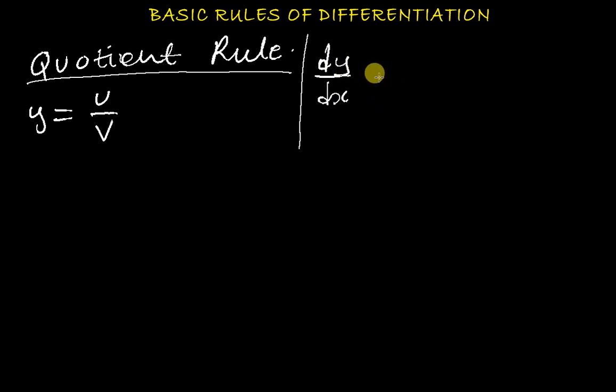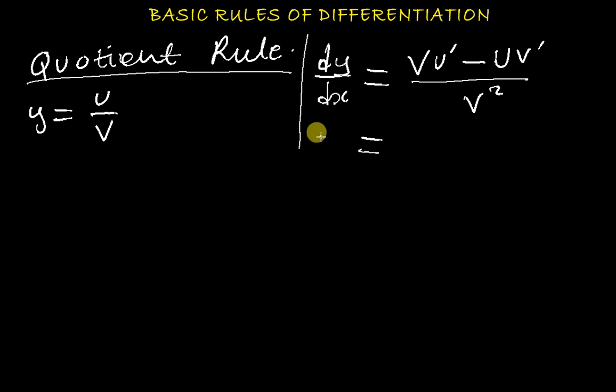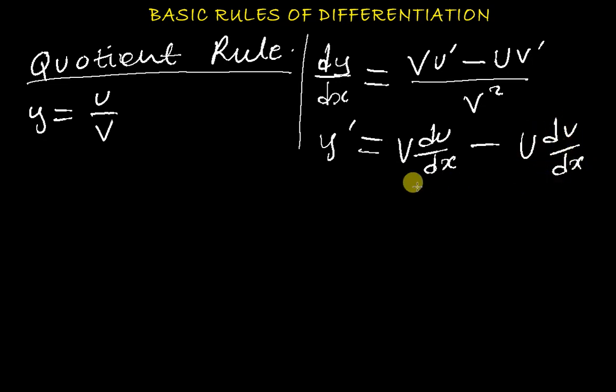So dy dx states that, or rather y prime is equal to v u prime minus u v prime, and then everything divided by v squared. For this one, v should always be the first one. You don't have to interchange the letters. Once you interchange the letters, everything becomes bad. Anyway, this can also be written as y prime is equal to v du dx minus u dv dx, then everything divided by v squared, still the same.